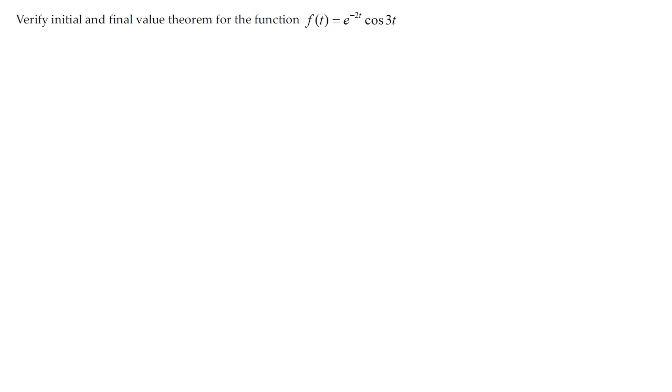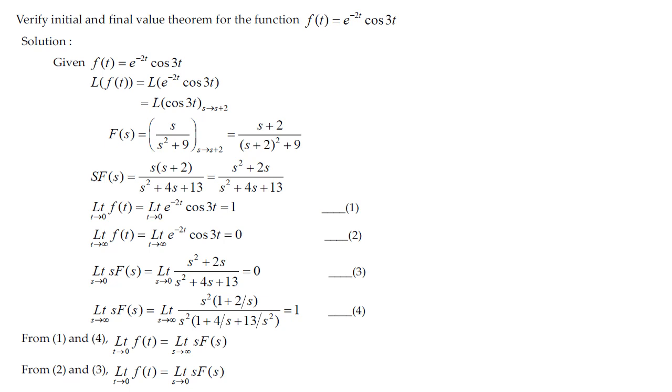So in this sum, we have made use of the initial and final value theorem. Here we have made use of the initial and final value theorem for the question f of t is equal to e to the power of minus 2t cos 3t. First we have used the shifting property and we have found out that capital F of s is equal to s plus 2 by s plus 2 the whole square plus 9.